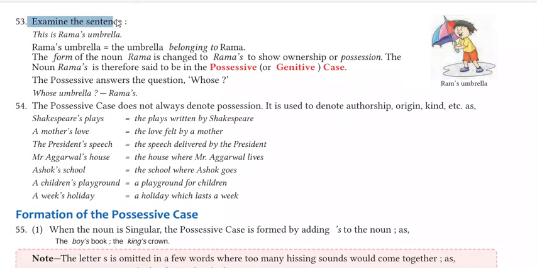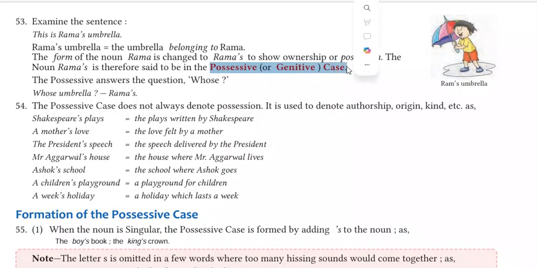Examine the sentence: This is Rama's umbrella. So Rama's umbrella means that the umbrella belongs to Rama. So this is what we are going to explore here. The form of the noun Rama is changed to Rama's to show ownership or possession. The noun Rama's is therefore said to be in the possessive or genitive case.